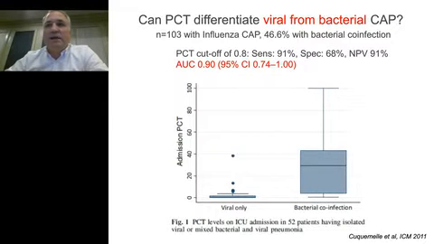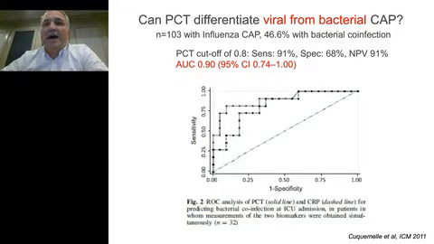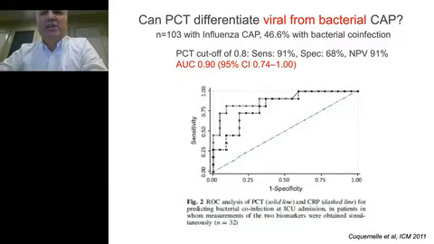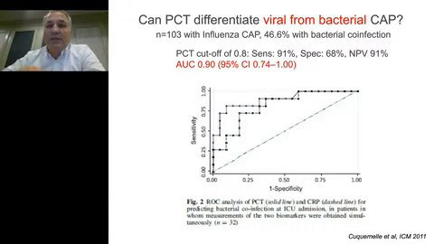And so when the investigators of this trial looked at the value of PCT to differentiate between viral and bacterial infection, you see the area under the curve of 0.90 shows you that PCT has a pretty good value to differentiate these two clinical syndromes, which clinically look very much alike.